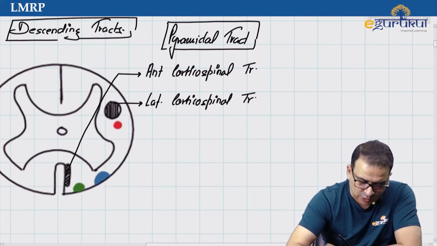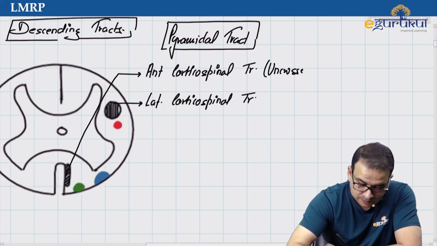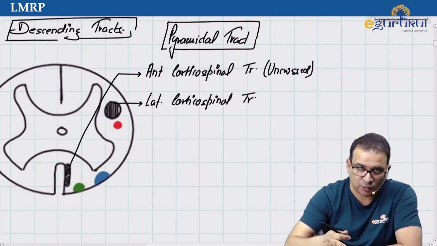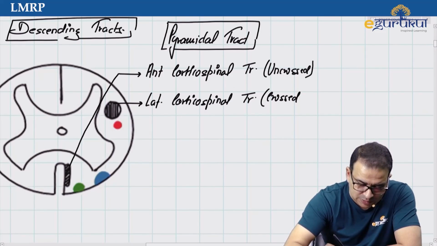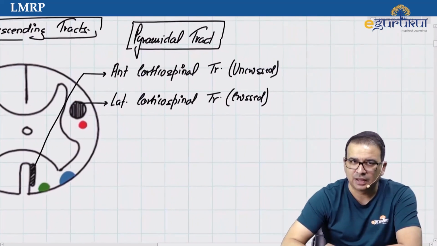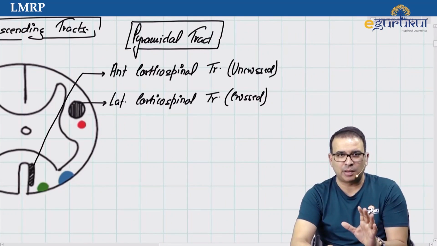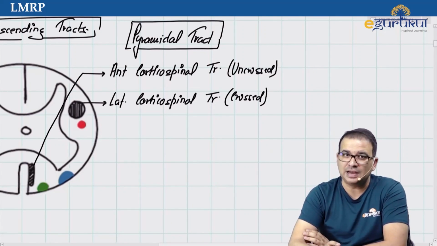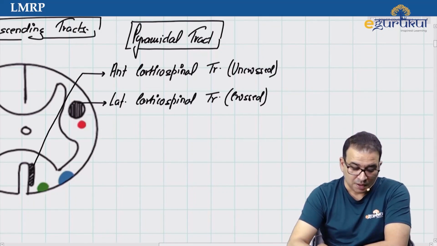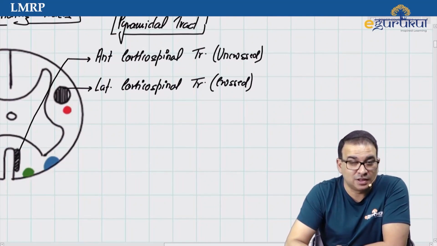Guys, the anterior corticospinal tract consists of those fibers which are uncrossed. They do not cross, they just come straight down. And those fibers which cross in the brainstem and then come downward are the lateral corticospinal tract. I will explain them with the help of a diagram, but as of now, remember, the crossed one is lateral corticospinal, uncrossed is anterior corticospinal. But is that the only difference? No, there is another difference also.